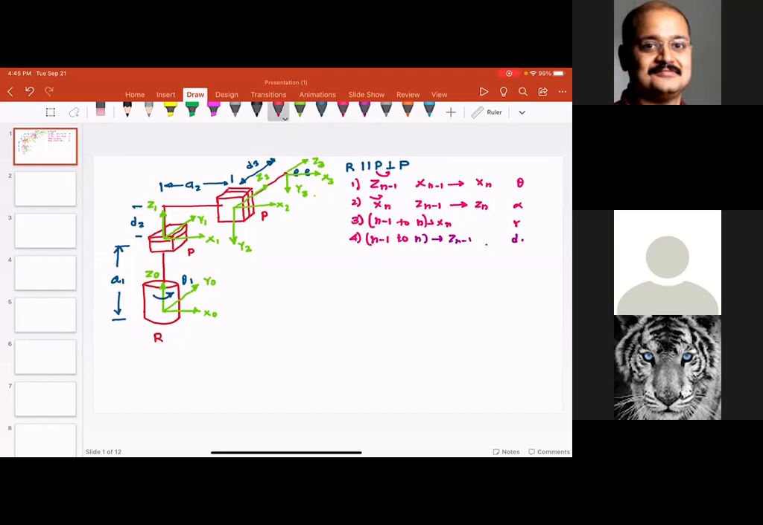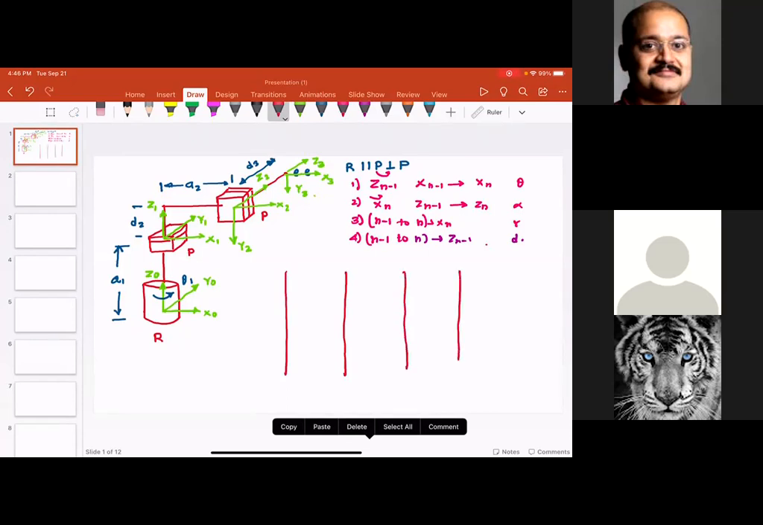Now we have to construct this DH parameter table. This table is going to have 4 columns.